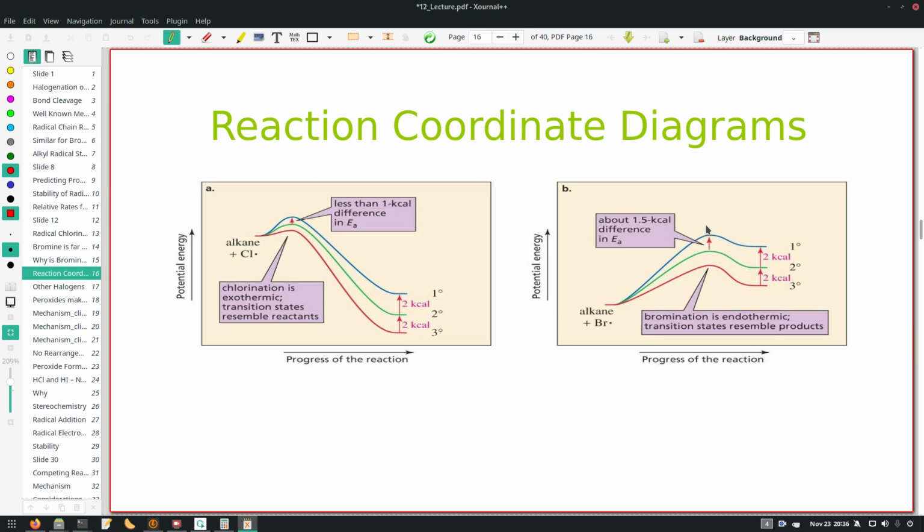Yeah, if we go over here to bromine, since we have to put so much more energy in, we almost always end with the one that requires the lowest amount of energy, tertiary, or secondary if there is no tertiary available. Alright, that's bromine and chlorine.